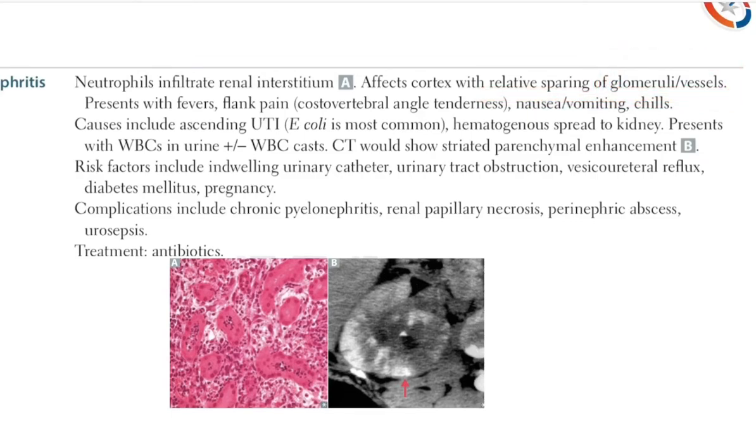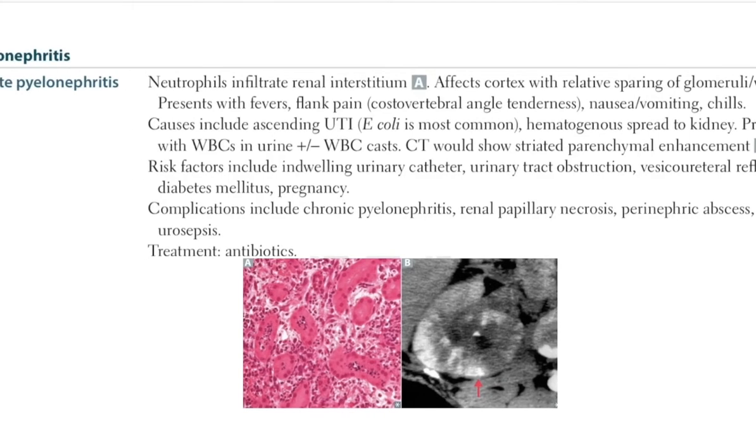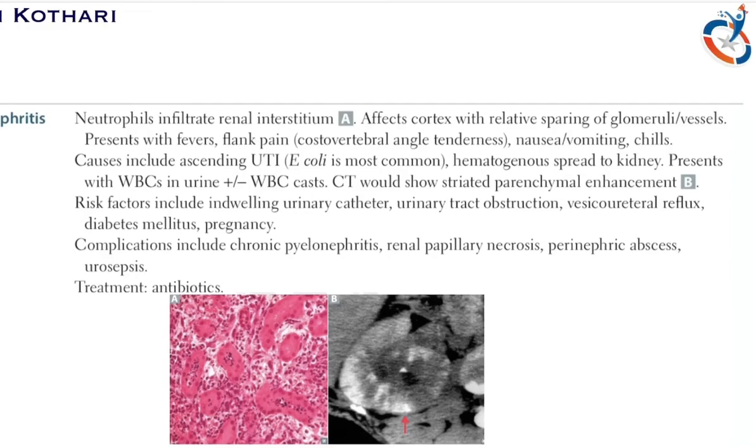Am I clear? Now it presents with fever, flank pain, that is costovertebral angle tenderness, nausea, vomiting, and chills. Now, it majorly occurs due to ascending urinary tract infection caused by E. coli. Okay, so E. coli is one of the most important causes of pyelonephritis, just like acute cystitis. Now, hematogenous spread to the kidney leads to excessive pain and fever. Am I clear? Now, in acute pyelonephritis, there is presence of WBC in the urine.